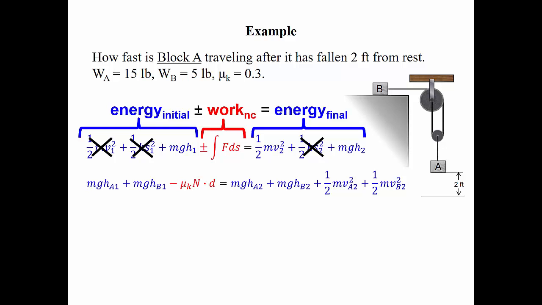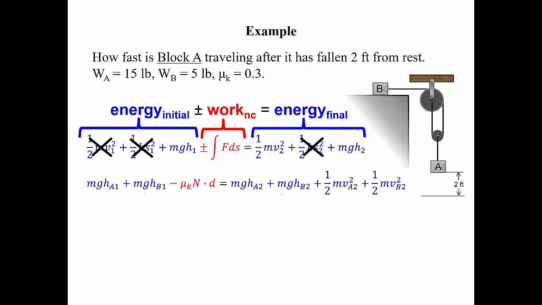In this case, we have kinetic friction, our mu sub k, coefficient of kinetic friction, times our normal force, times the distance that that force is applied. This would all equal the final energy state that we have, which includes our mass times gravity times the final height of A, plus the mass times the gravity times the final height of B, plus 1/2 the mass times the final velocity of A squared, plus 1/2 the mass times the final velocity of B squared.